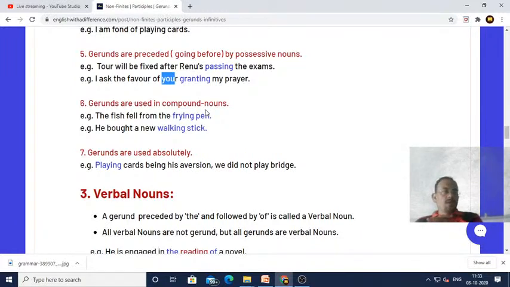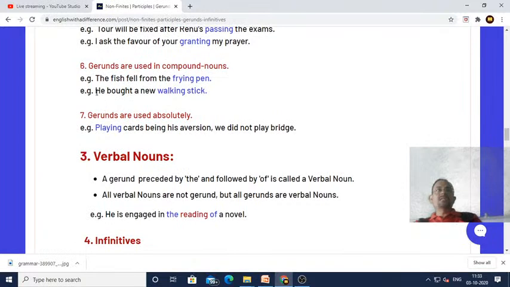So hopefully you have understood the meaning of preceded by, followed by, possessive noun, and possessive pronoun as well. In the second example we got an example of a possessive pronoun, whereas in the first example in rule number 5, Renu's is the example of a possessive noun. So now let's pass on to rule number 6.